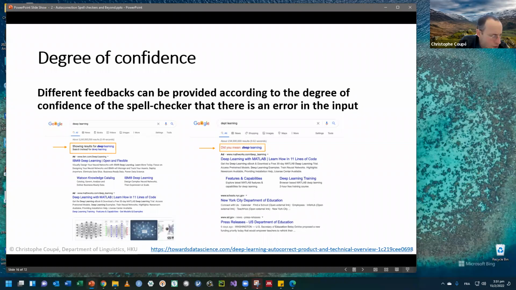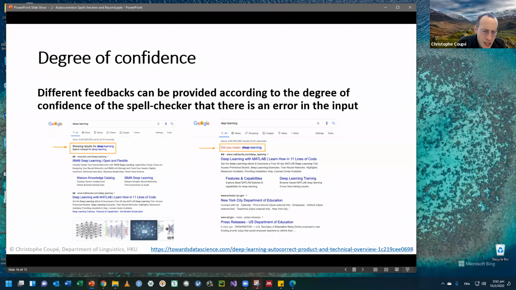But then it tells you, I'm showing you results for this orthography. If you really want to look for what you typed, then you should click here. That's one thing. It means the spell checker was confident enough that there was something wrong.